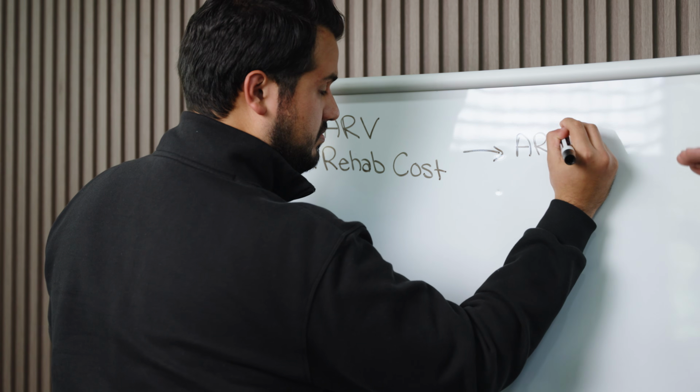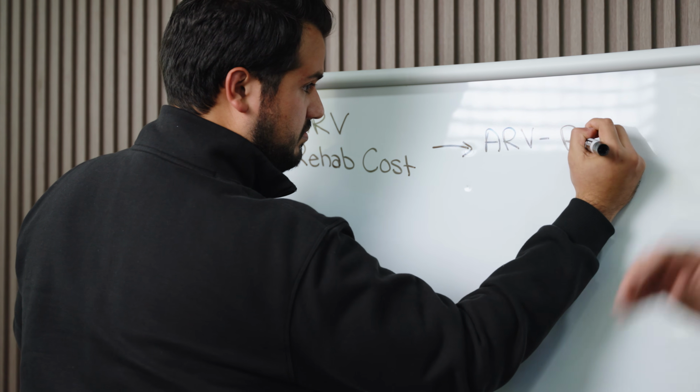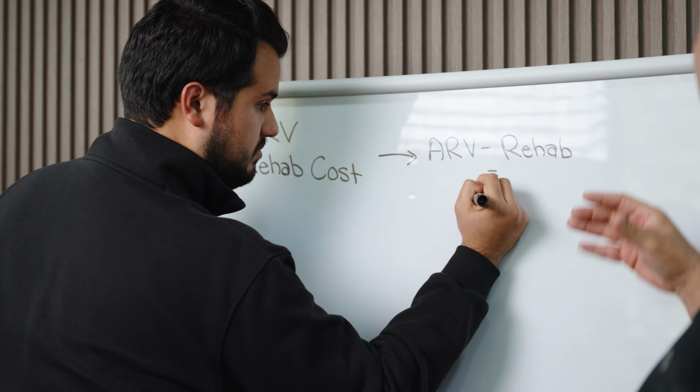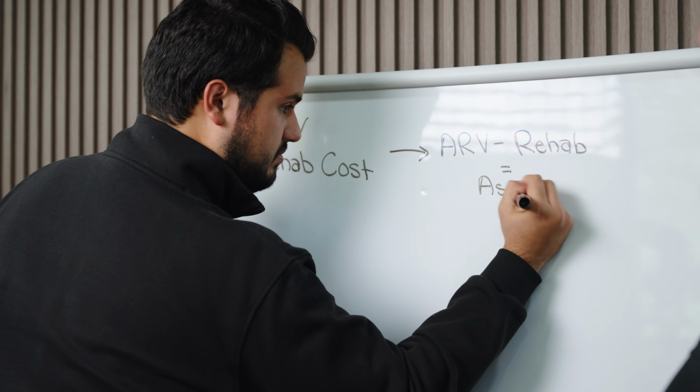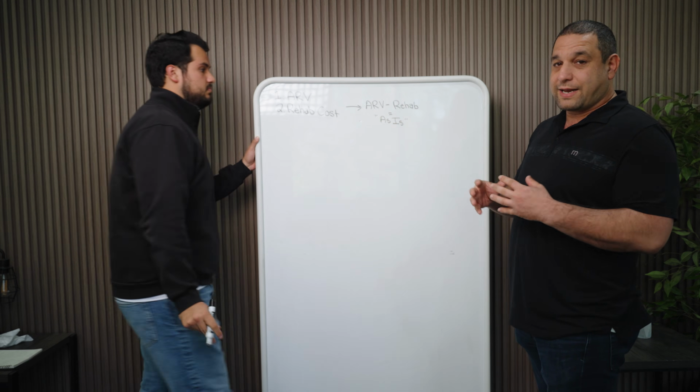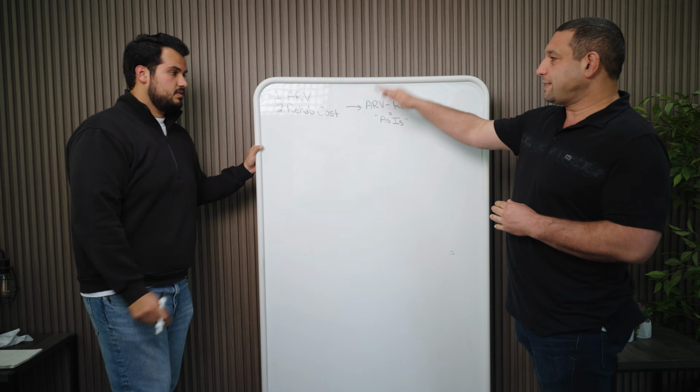So again, people always ask, what's the ARV? What's the as-is value? The ARV is what's gonna be worth after the rehab. The as-is value is what it's worth right now. We always buy it or lend on it based on what it's worth right now. So that's how you get it.